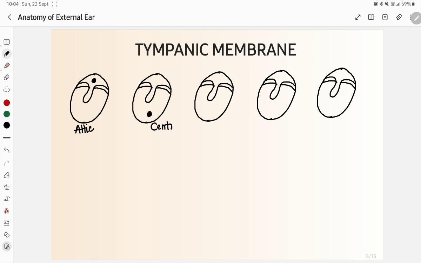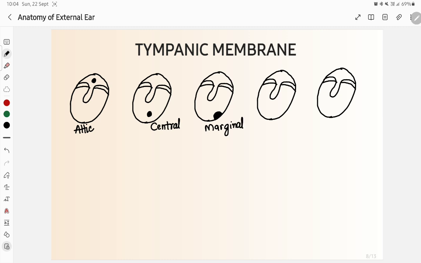as central perforation. If the same perforation is located in the pars tensa and is not surrounded by the tympanic membrane on all its sides, it will be known as the marginal perforation.